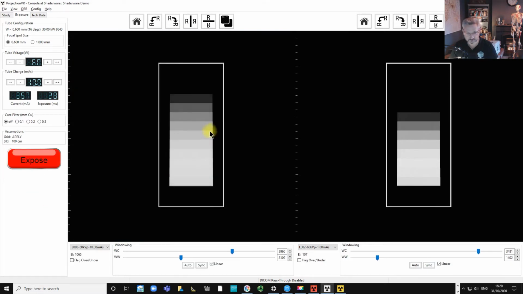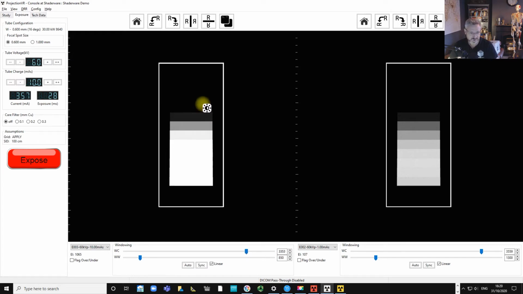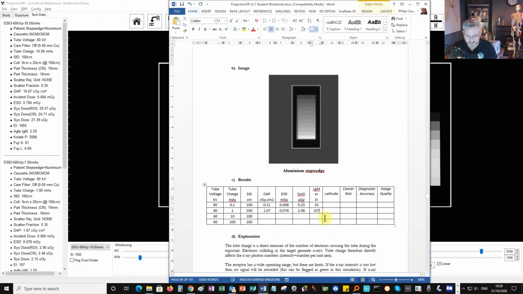Okay, so now it's looking incredibly smooth. Where we had still got a bit of graininess in these steps, now there's no graininess at all. These are all very smooth. There's no random fluctuations showing up in these steps now. Sure enough, it is 1,000, the exposure index. So completing our table: 1,070, the system dose CR is 24.71.